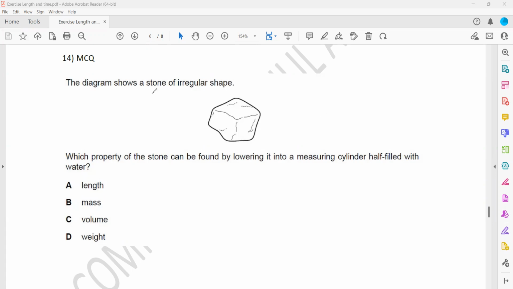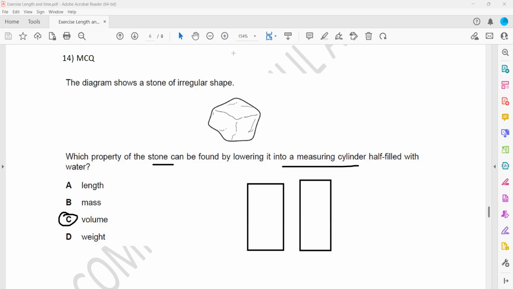The diagram shows a stone of irregular shape. Which property of a stone can be found by lowering it into a measuring cylinder which is half filled? So what can we find? The volume of an object. We fill the measuring cylinder with a liquid, and then we add the irregular object.